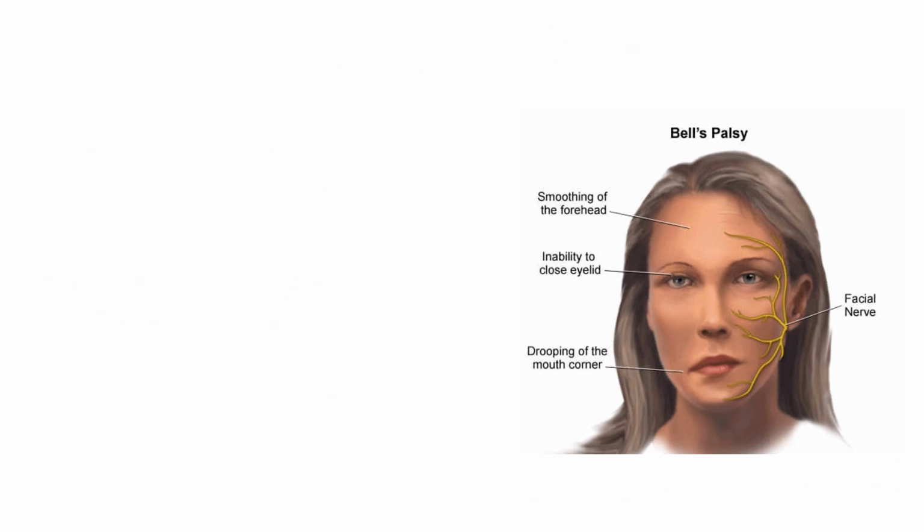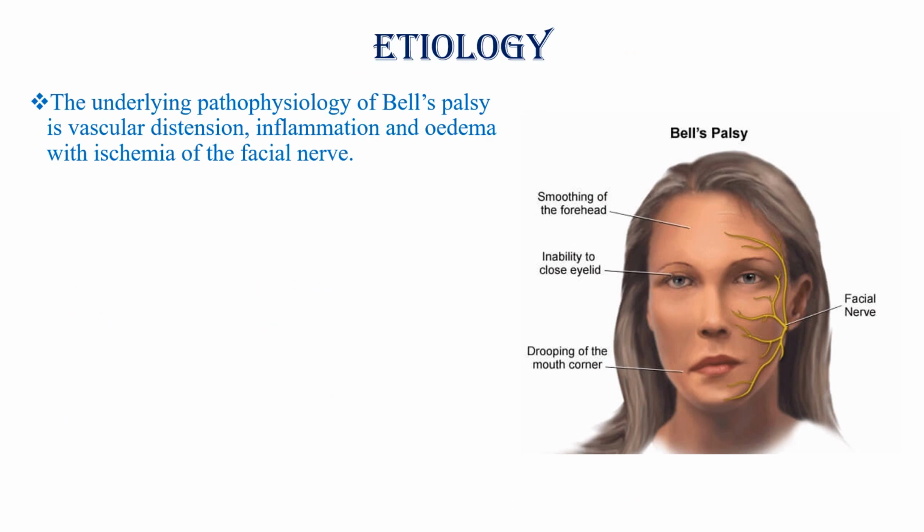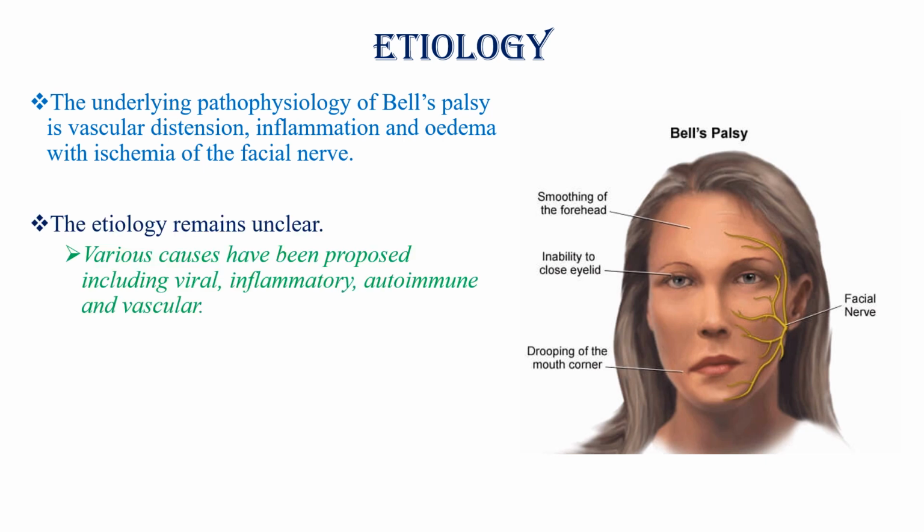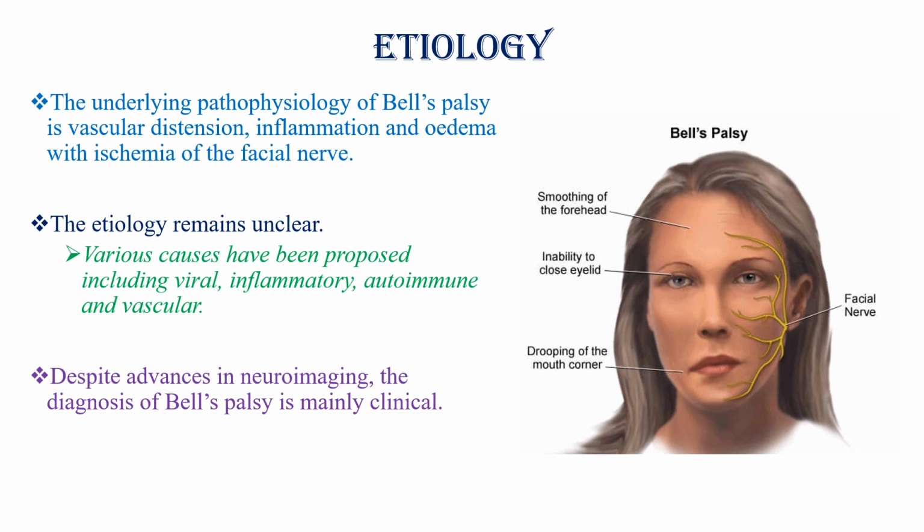When we see the etiology of facial nerve palsy, the underlying pathophysiology of Bell's palsy is vascular distension, inflammation, and edema with ischemia of the facial nerve. The etiology remains unclear, but various causes have been proposed, including viral, inflammatory, autoimmune, and also vascular. Despite advances in neuroimaging, the diagnosis of Bell's palsy is mainly clinical.